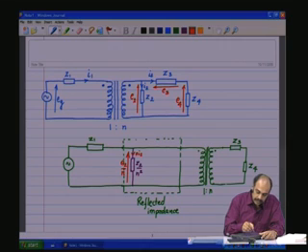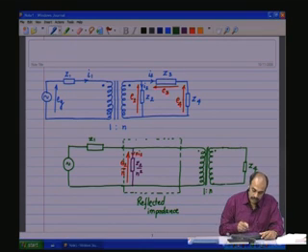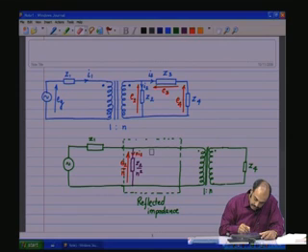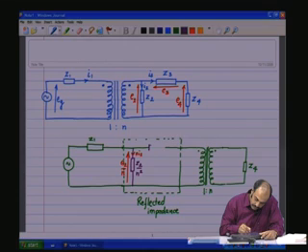Now, let us transfer the Z3. So, Z3 is removed, it is now replaced with a short, and then on this side let us make some space for Z3, and we have Z3, but it is having a value Z3 by n square.